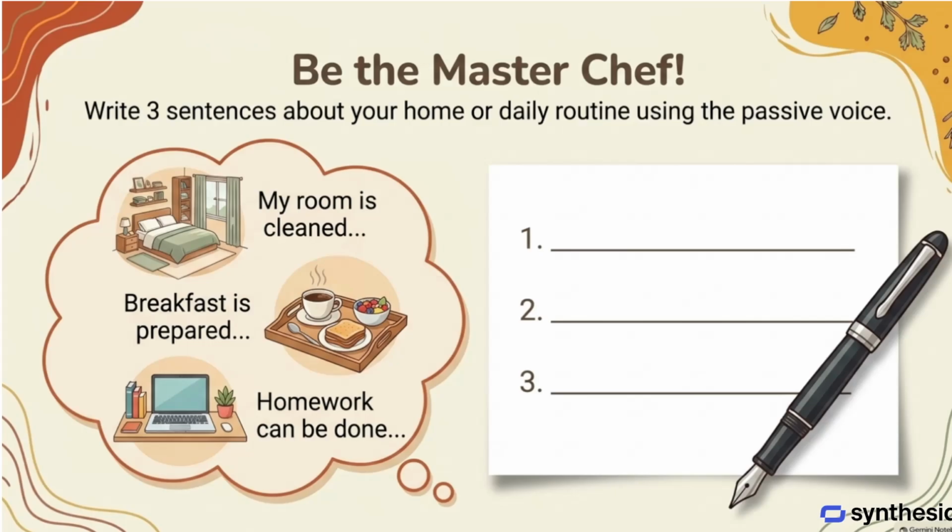And we can use a modal passive. Homework can be done. Now write 3 sentences of your own. Think about things that are cleaned, prepared, cooked, or done in your home. Take your time and check your passive forms.